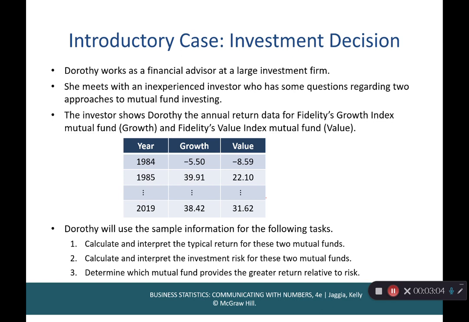So we definitely know the year. We know the growth value for that year and the value for that year. A negative value indicates a loss or a decrease in the rate of return, and a positive value is an increase. So based on this data, Dorothy could do something like this for her client. She could find the typical rate of return and compare them between the two mutual funds. She could calculate and interpret an investment risk for the two mutual funds, and she could determine which fund provides the greater return relative to risk. And also, there are other factors that you may consider when investing.